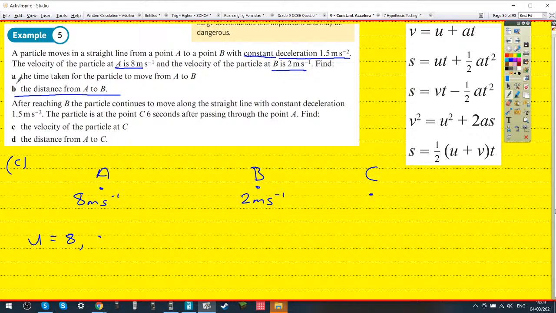So is 8 the initial velocity and 2 the final velocity? Yep. And the acceleration or deceleration, is it minus 1.5 or would it just be 1.5? Minus 1.5. Okay. Because it's deceleration. That's basically what I was checking. And then you just find t, and I was just checking that you would make it negative because it's deceleration.